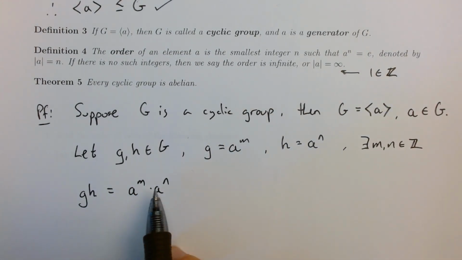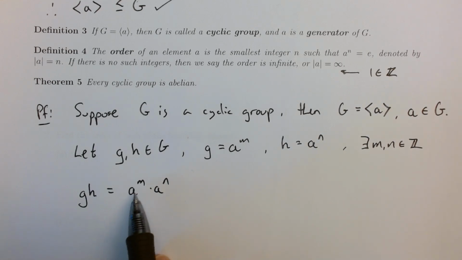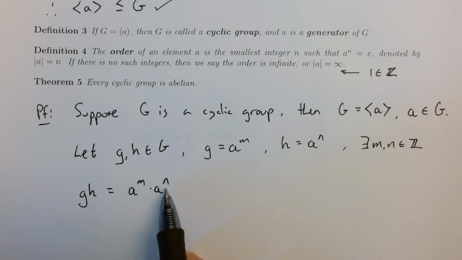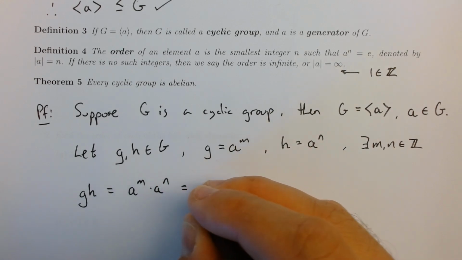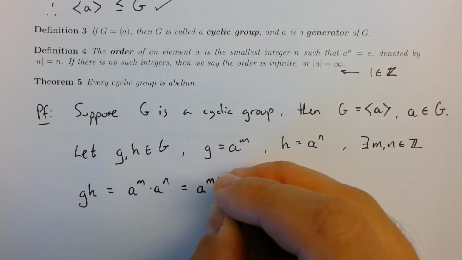Notice, we don't have to go back and prove the rules for exponents, because this notation just means multiplying A by itself M times, and this is multiplying A by itself N times. So we have a total of M plus N A's being multiplied together. So this really is A to the M plus N.